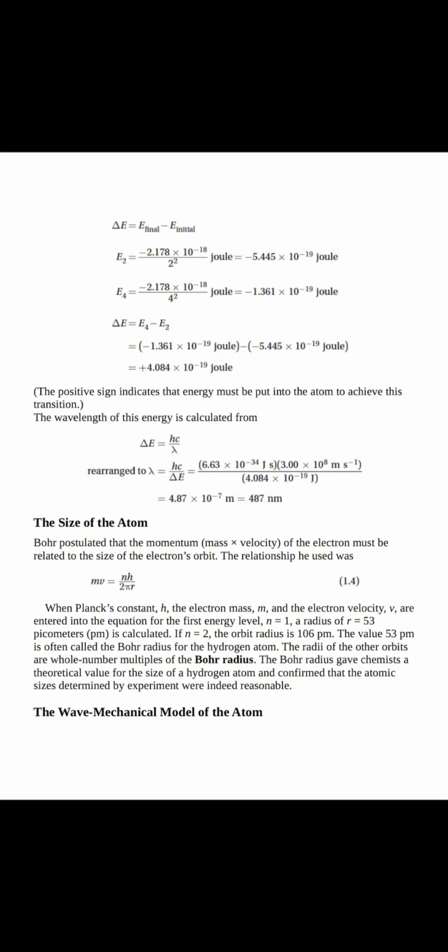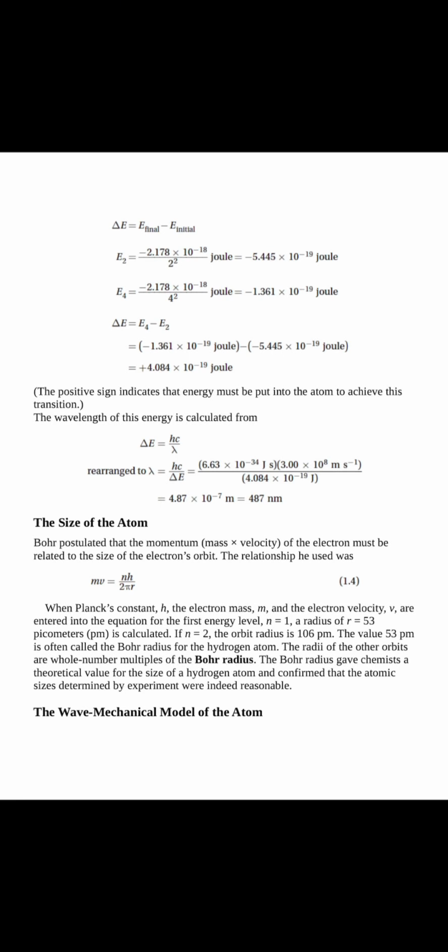When Planck's constant, h, the electron mass, m, and the electron velocity, v, are entered into the equation for the first energy level, where n equals 1, a radius of 53 picometers is calculated. If n equals 2, the orbit radius is 106 picometers. The value 53 picometers is often called the Bohr radius for the hydrogen atom. The radii of the other orbits are whole number multiples of the Bohr radius.